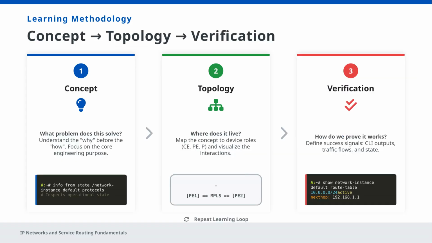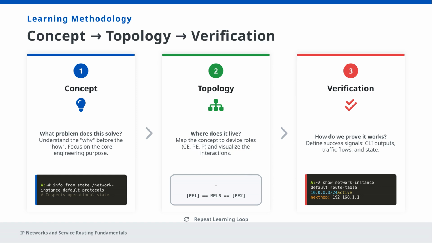The learning methodology for this course is deliberate and layered. We start with fundamental models, then move into packet behavior, then platform architecture, and finally into routing and services. Each topic builds on the previous one, so understanding the sequence is part of understanding the network.